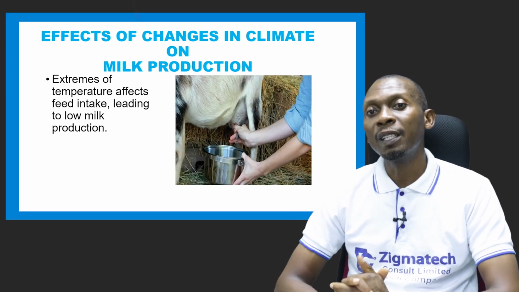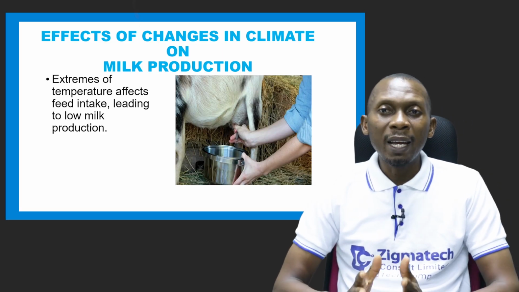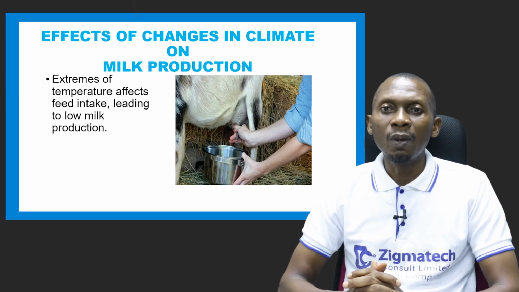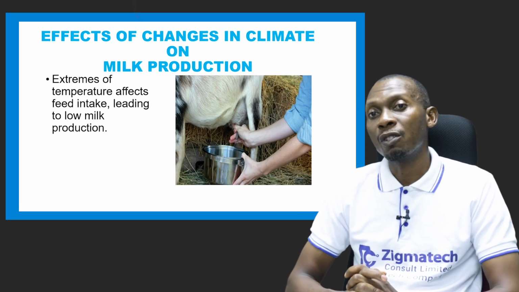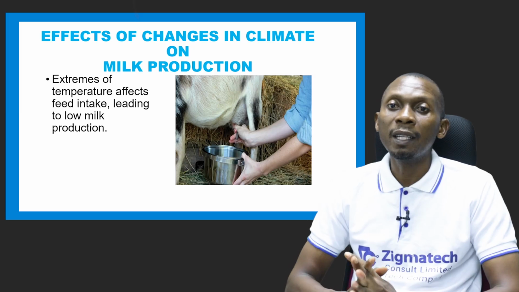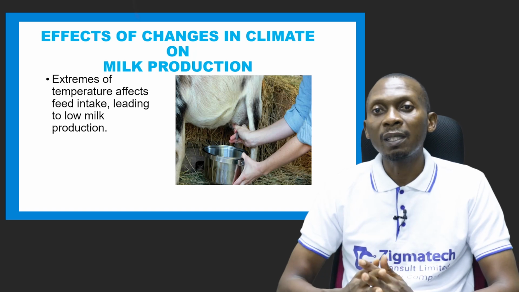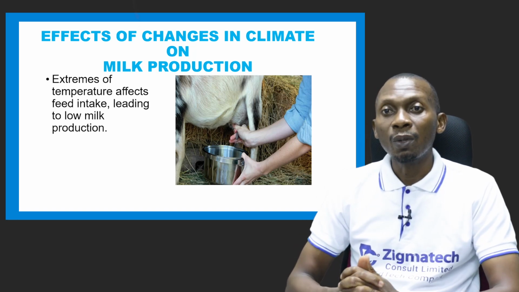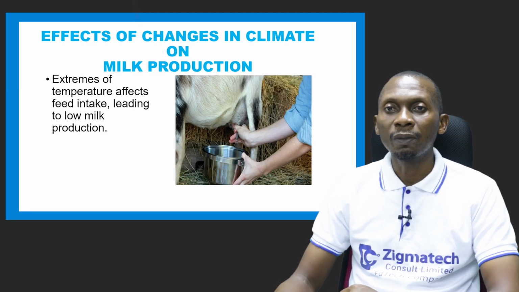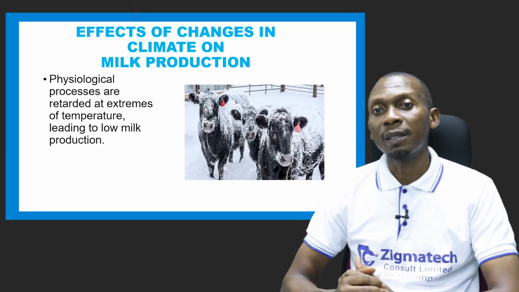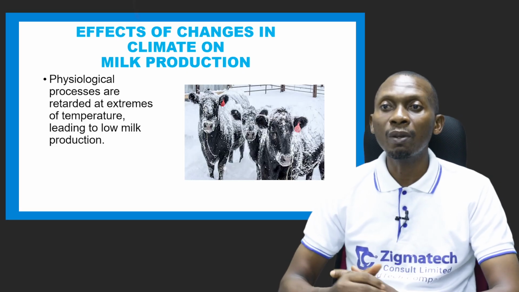So this is another negative effect of high temperature in farm animals. Extremes of temperature affect feed intake, and this will lead to low milk production. When our dairy animals are experiencing extreme temperature, this will definitely affect their rate of consumption of feed. And once their rate of consumption of feed is reduced, the animal's level of milk production will also be reduced. Physiological processes are also retarded at extremes of temperature, and this could also lead to low milk production.